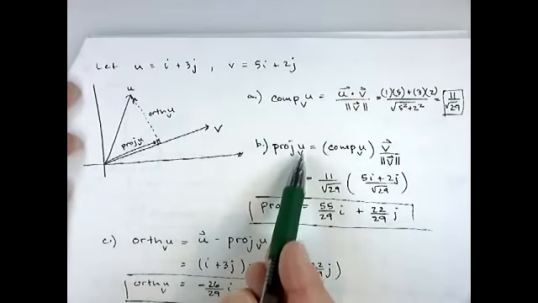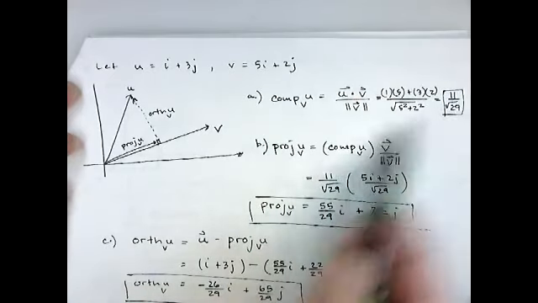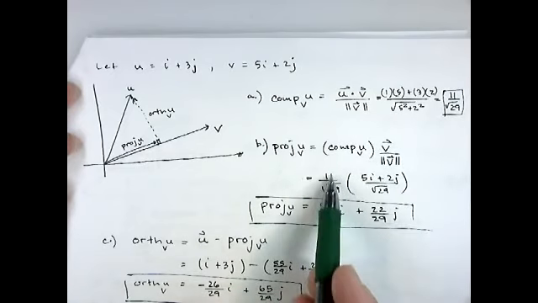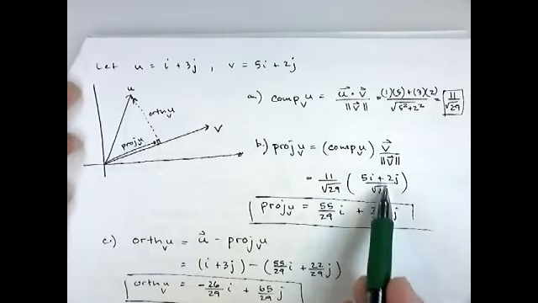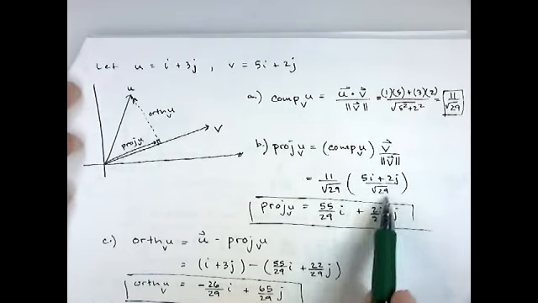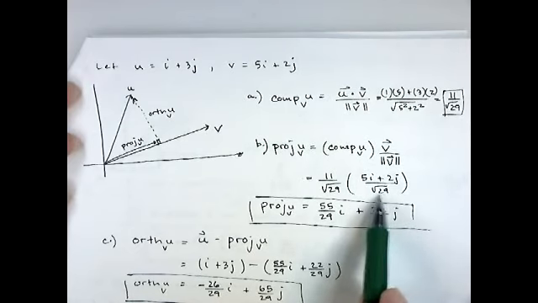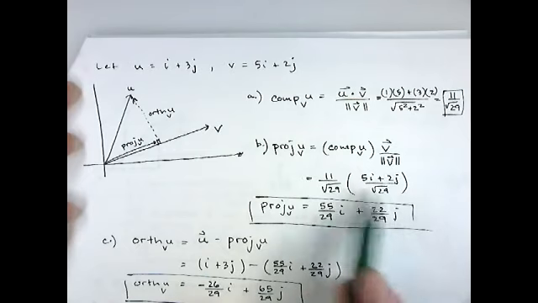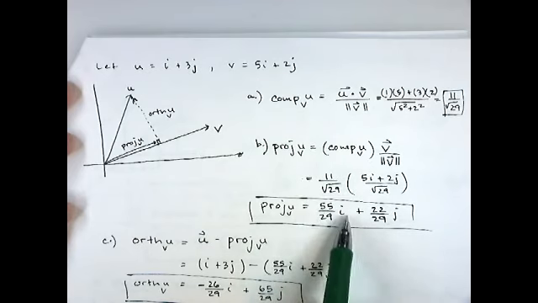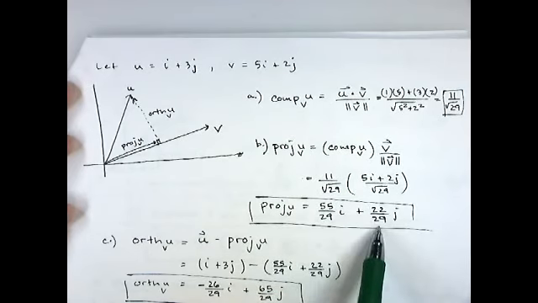The projection of u onto v is whatever that length is times a unit vector in the direction of v. So I'm going to take 11 over root 29 and times it by, not a dot product, but times it by v, which is 5i plus 2j divided by its magnitude, which is root 29. Now, if I distribute, the root 29s give me 29, so I'm going to have 55 over 29 i plus 22 over 29 j. That would be my projection.